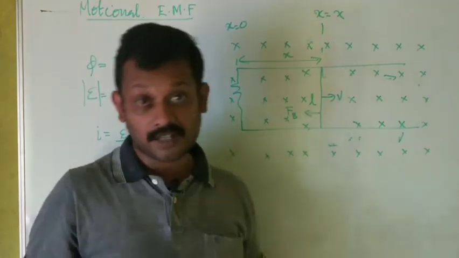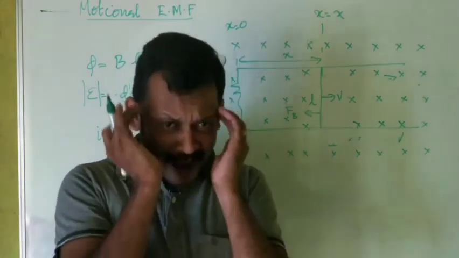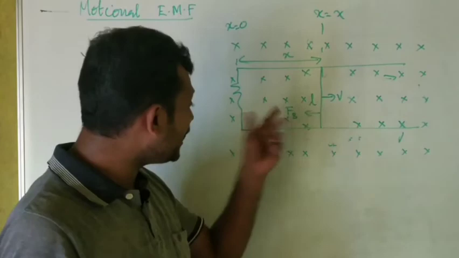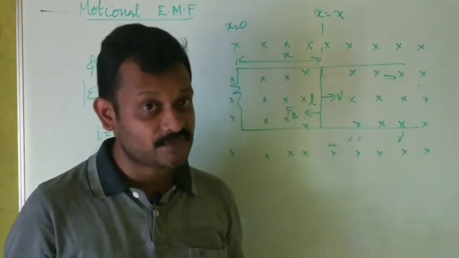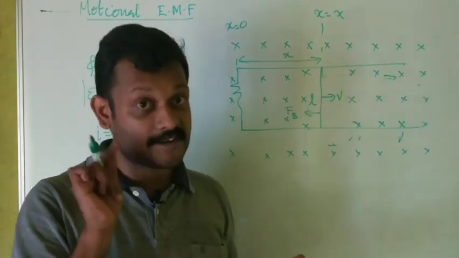Many would say directly, sir, you could have answered this directly. But I want you to get every aspect of this concept clear. So a magnetic force should be in this direction, which means what should be the direction of the induced current? Now let's apply Fleming's left hand rule.